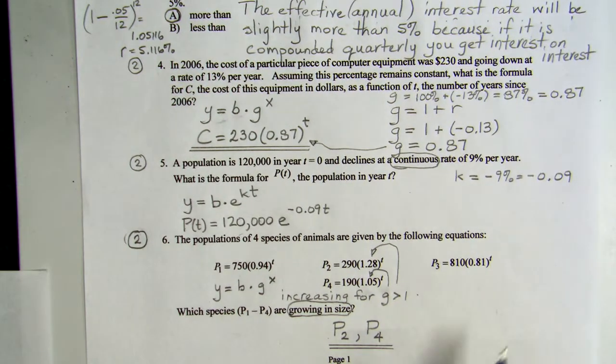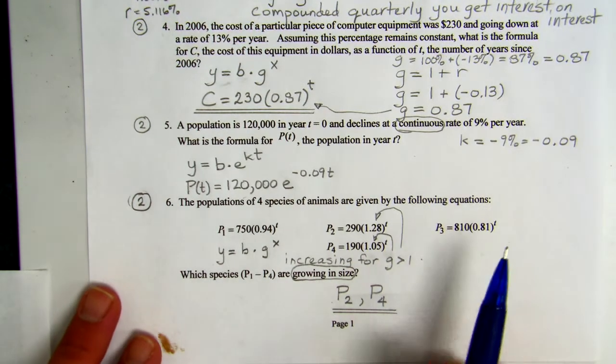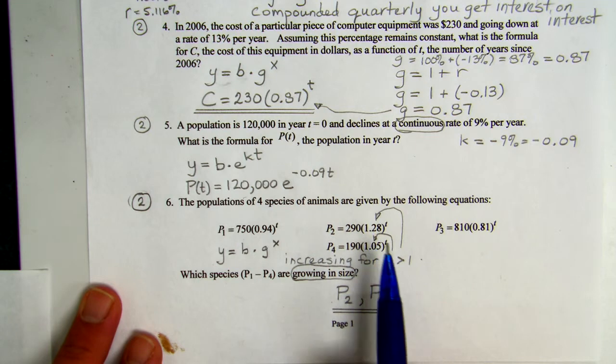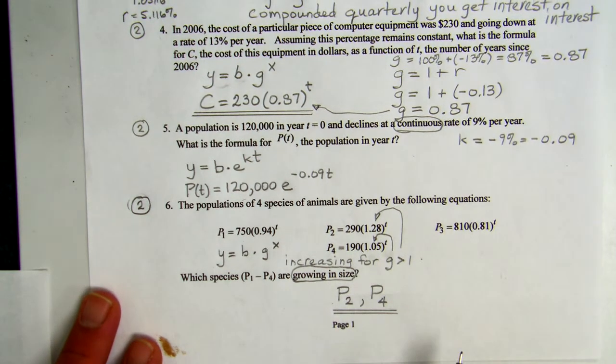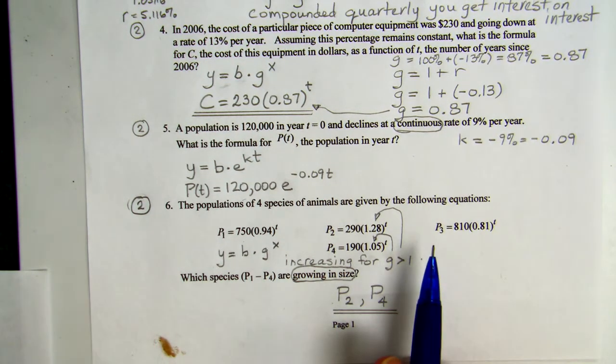And then problem 6, growing in size. So that would be P2 and P4, where they have growth factors bigger than 1.